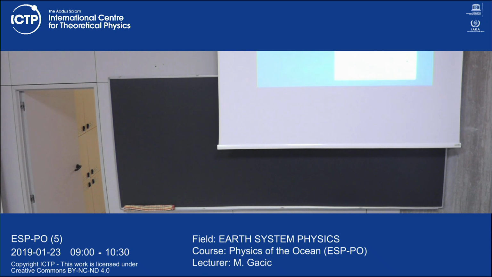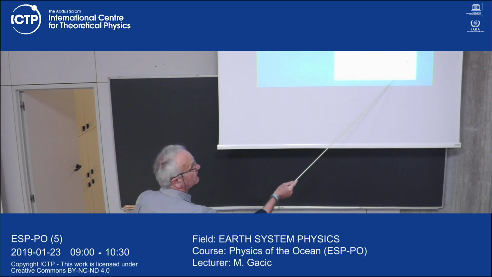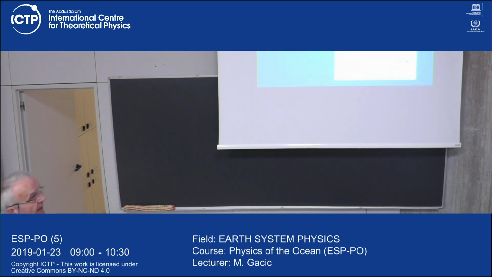Also, it can be shown that omega is v over r, where v is the linear velocity and r is the radius to the axis of rotation. Therefore, v is omega r. So these are the definitions. What is important here is that, as in any rotating system, we have the centrifugal and centripetal force. Centrifugal force acts from the center of the axis of rotation outwards, and centripetal force acts toward the center of the axis of rotation.